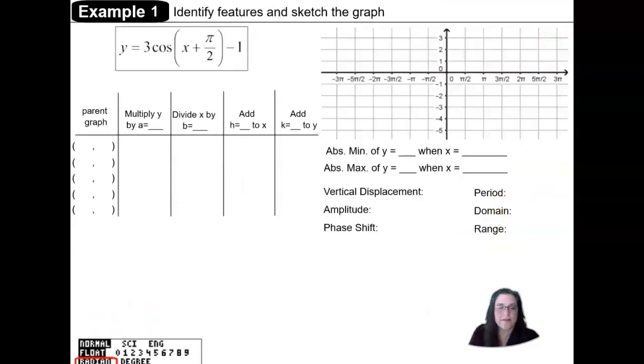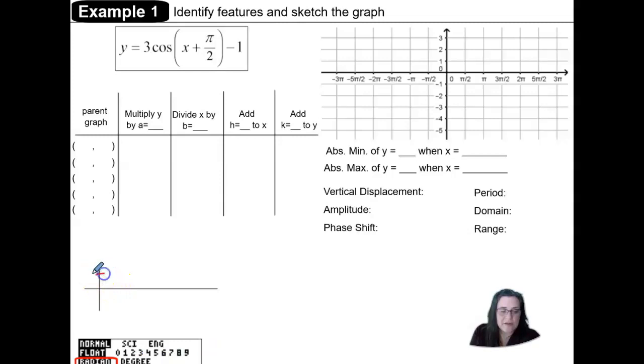Okay, let's take a look at example 1, where we're asked to identify the features and sketch the graph of 3 cosine of the quantity x plus pi over 2, minus 1. So to do these transformations, we're going to start by taking a look at the parent graph of the cosine function so we can find some anchor points to work with.